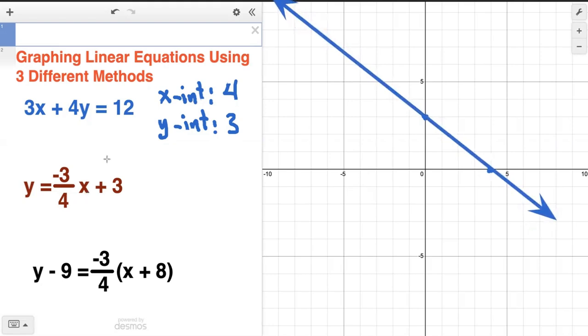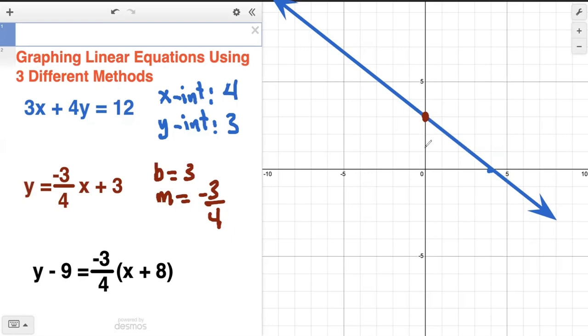Now, let's go to the second one. The second one is written in the slope-intercept form. This is y equals mx plus b. m is the slope, b is the y-intercept. So the y-intercept here, which is b, equals 3. And the slope, which is m, equals -3 over 4. Now you go plot in your y-intercept. So 3 is the y-intercept. And then the slope is -3 over 4.